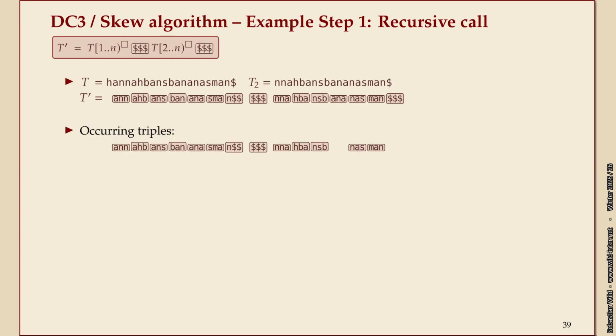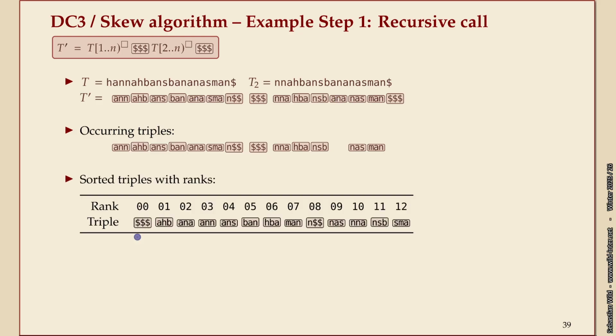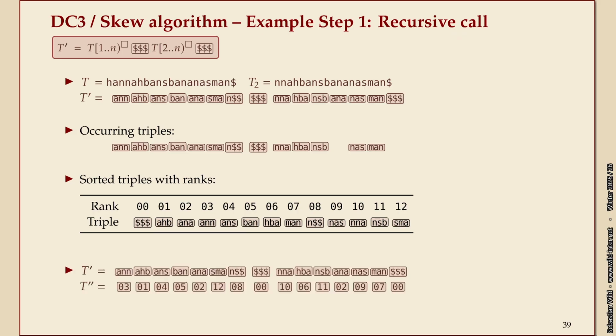Then in this small example, almost all occurring triples are unique. There's just this one here, Anna, that's repeated. But fine. So here are the triples in sorted order, and then you can replace every triple by its rank. Okay.